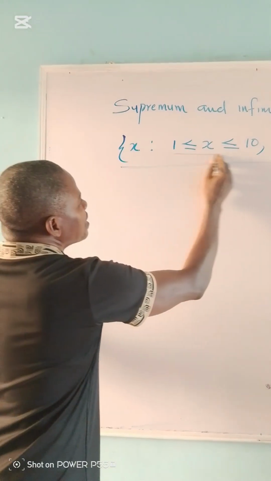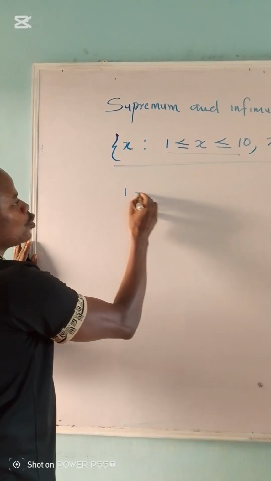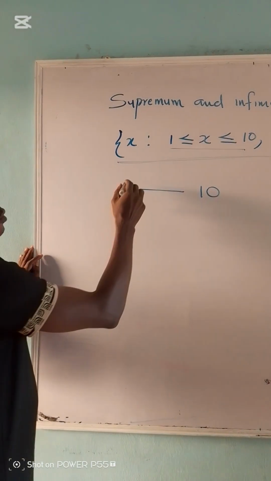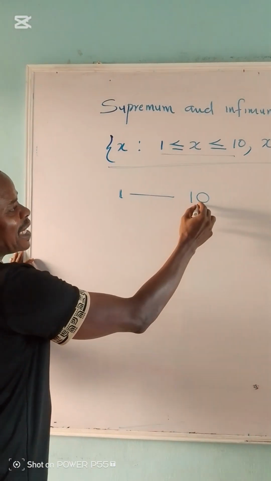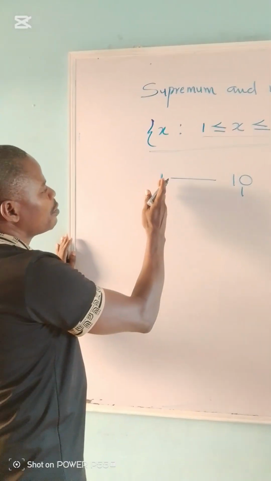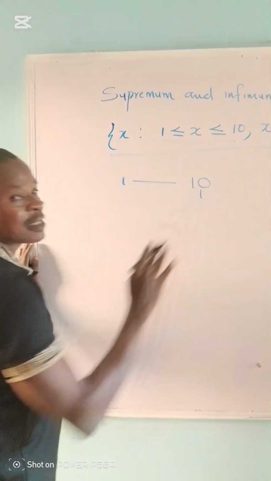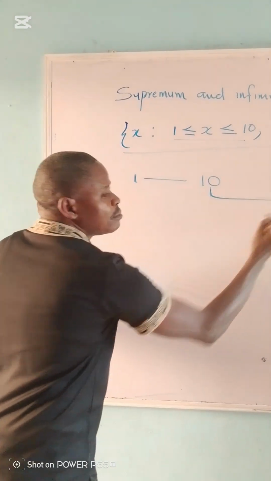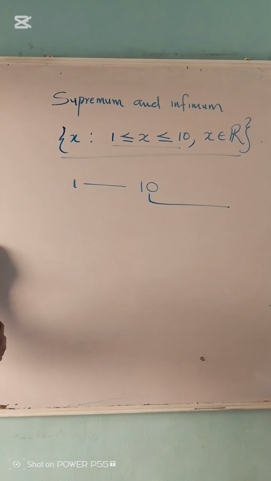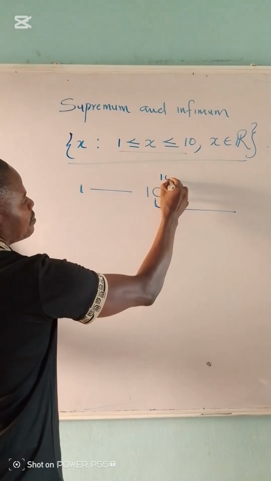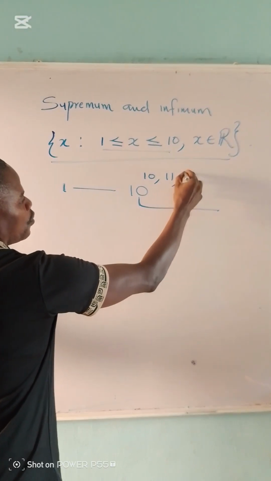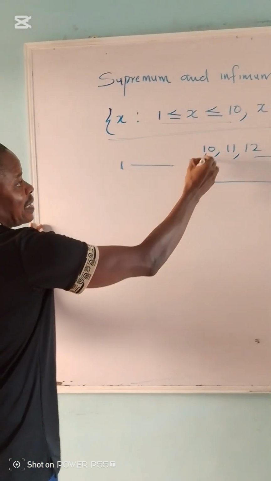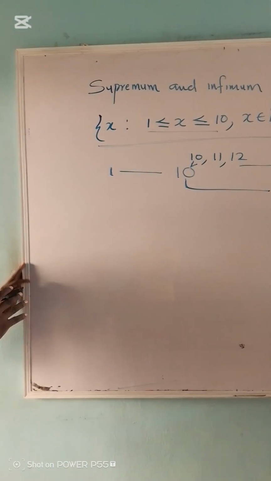You know that these numbers here talk about numbers from 1 to 10. As in, 1 is inclusive, 10 is inclusive. Then all the numbers between 1 and 10, they are inside this set. From this set downward here, what are the numbers that are there? We have 10, we have 11, we have 12, and so on, which are not part of the set. Only this 10 is part of the set, others are not part of the set.